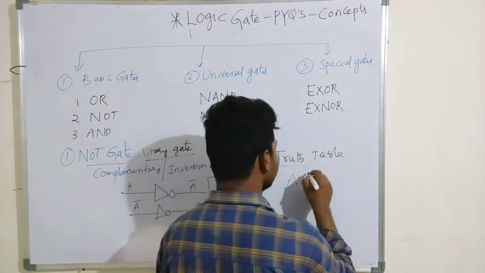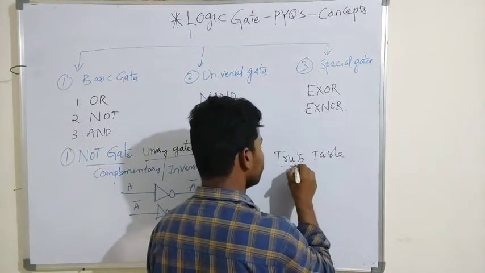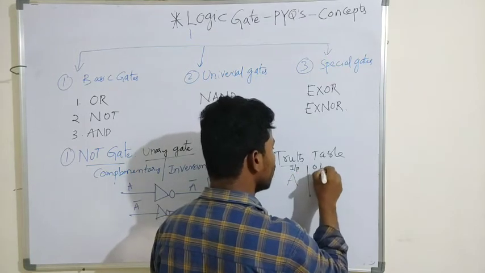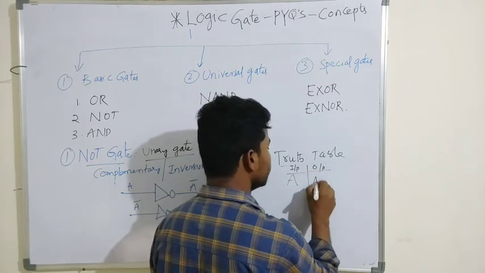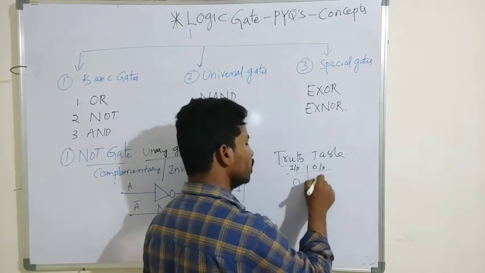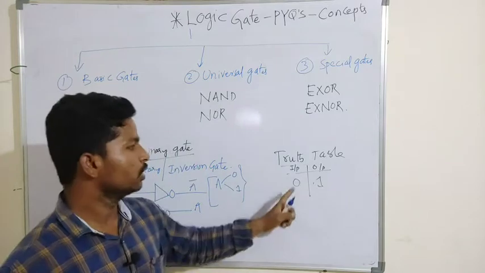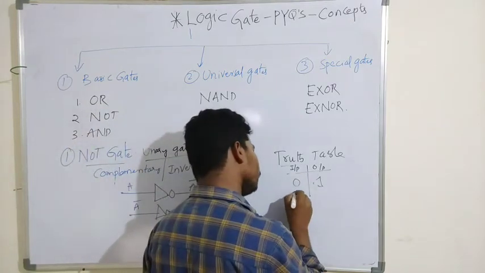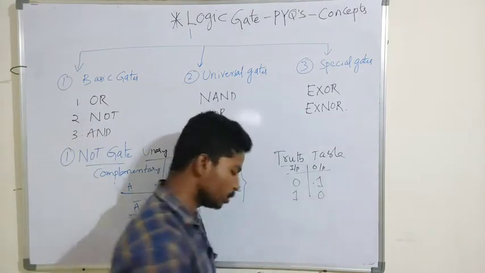If I give an input A, it will produce A complement. Taking this in terms of 0 and 1: if I give 0 as input, the output is 1. If I give 1 as input, it produces 0 as output.